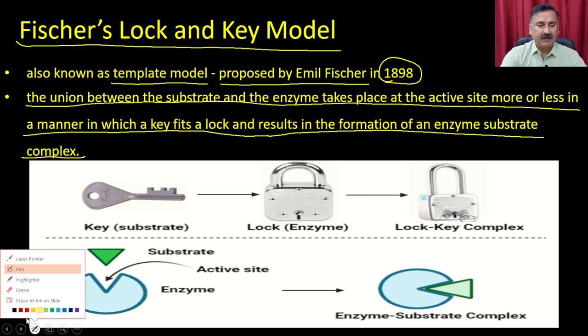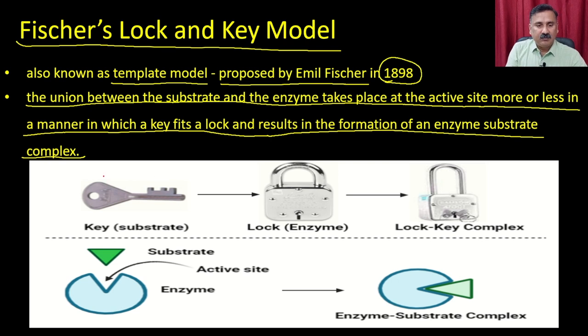You can imagine that you have a key, right? Every key has its corresponding lock, right? You cannot use an alternate key for this particular lock. Only this particular key is going to fit into the lock, and that's how it gives you the lock and key complex. Why is it happening? In this case, the key is behaving as a substrate, whereas the lock is represented by the enzyme, and this is going to be called the enzyme substrate complex.